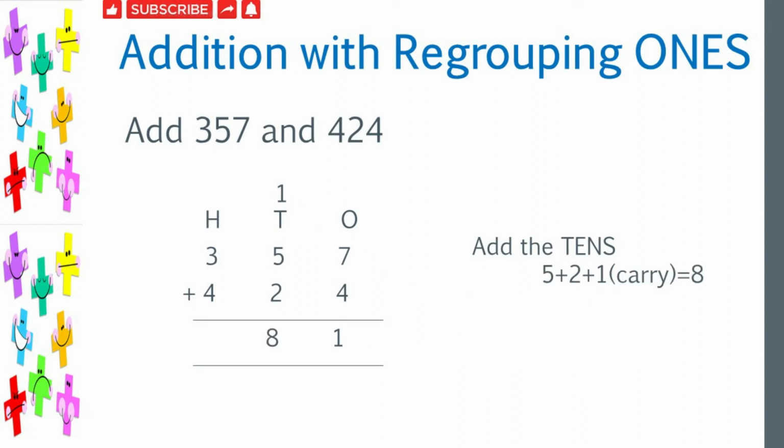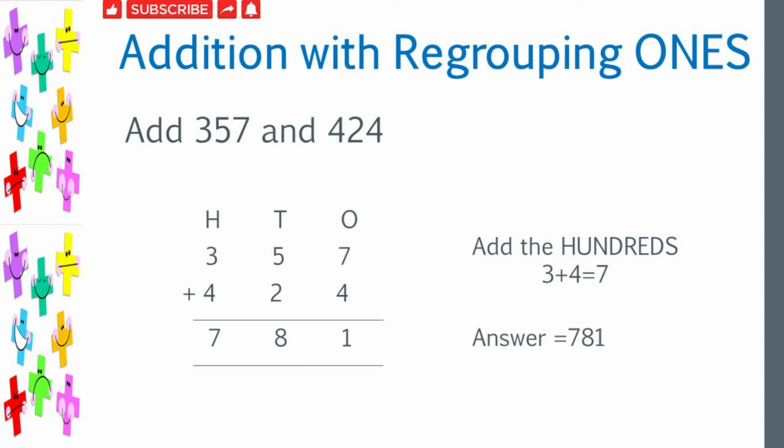Now next, add digits at tens place. 5 plus 2 plus 1 which is the carry, and the answer gives us 8. Now let's add the digits at hundreds place. 3 plus 4, which is equal to 7. So our answer comes out to be 781.